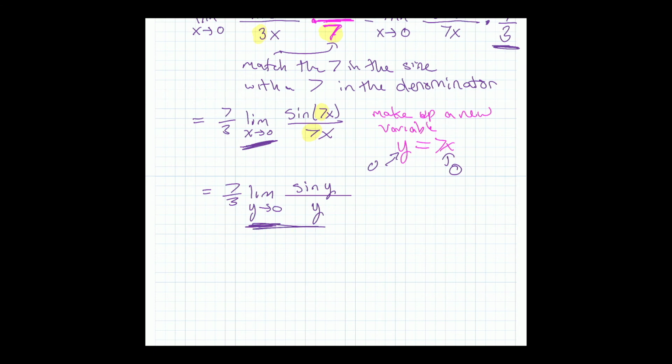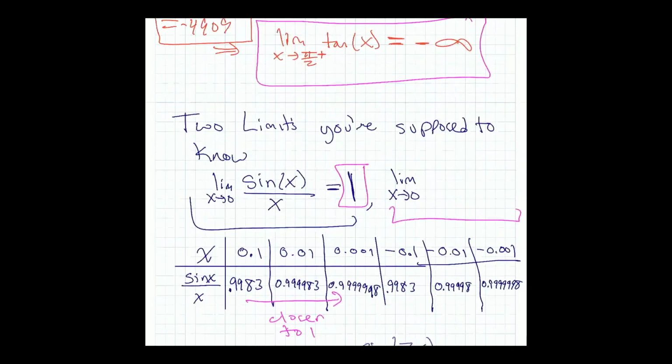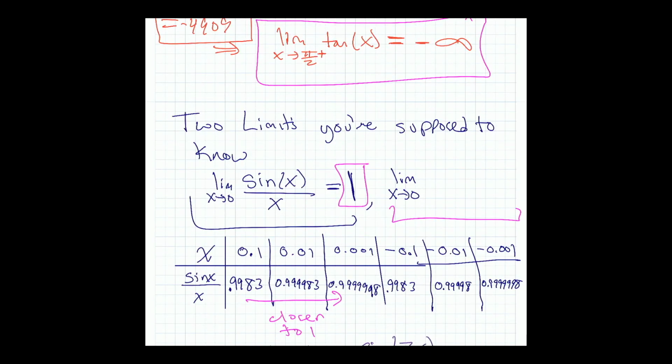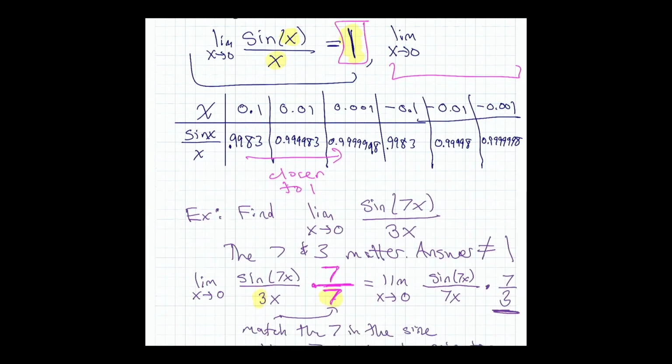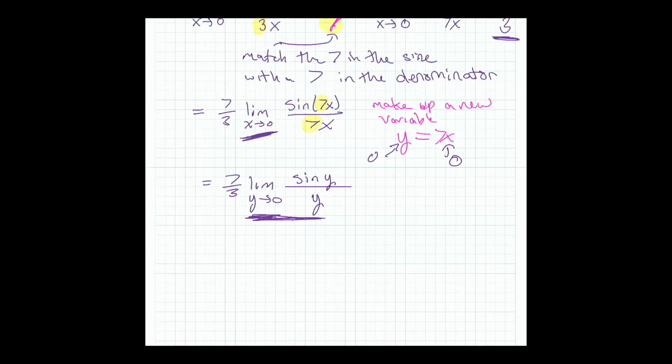But then what is this limit right here? That's the same as the one that you memorize as 1. It doesn't matter if it's a y or an x or an a or a b or whatever, as long as they match, then the result's going to be 1. Okay? So you come back here. The part that I underlined here is 1, so you just have 7/3 times 1, which is 7/3. And that would be your limit.